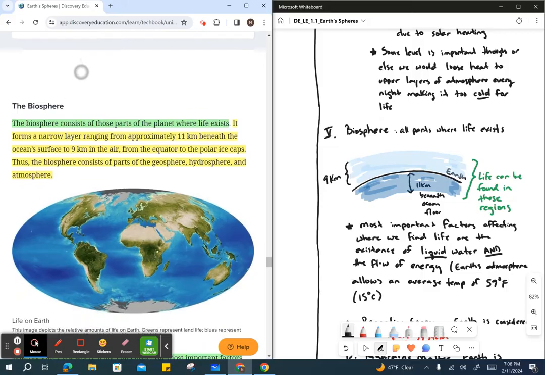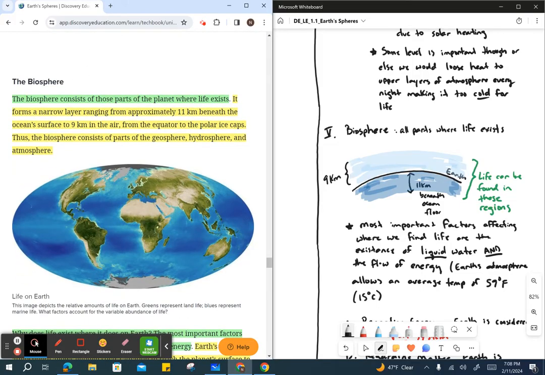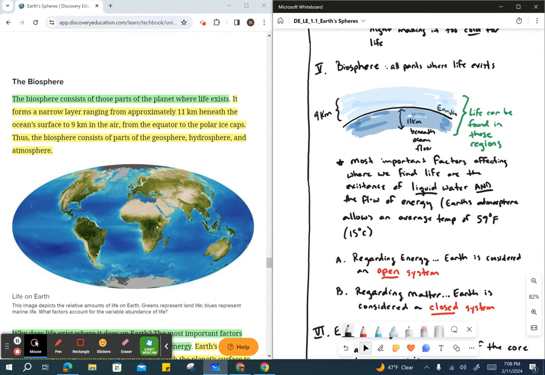Now we're moving into the biosphere, bio meaning life. So we're talking about all parts where life exists. You'll notice that it's kind of defined as this zone 9 kilometers above Earth's surface. So we find all kinds of organisms that are living up in the air, from plants to various airborne bacteria and spores that can be encountered, right? All the way down to 11 kilometers beneath the ocean floor you can find organisms. So that zone there, okay?